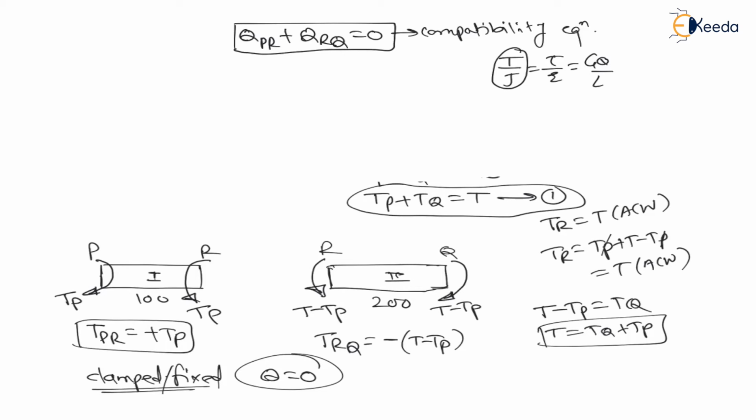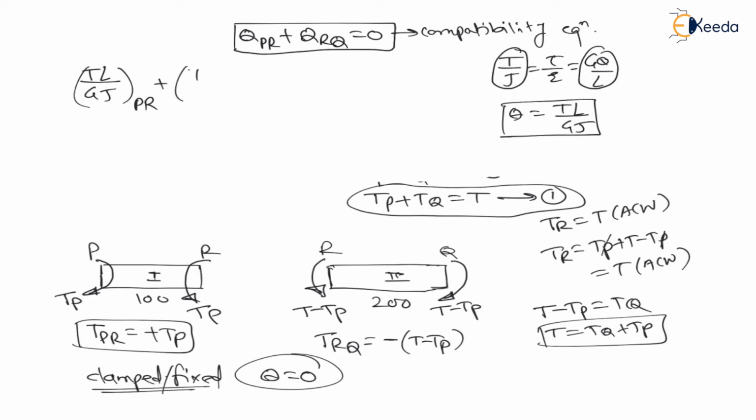Therefore, equate the first equation and the last equation. Then I will get theta is equal to TL upon GJ. Right. Therefore, we can say theta of PR is nothing but TL upon GJ of PR plus theta of QR, which is TL upon GJ of QR, must be equal to 0. Now, let us put the values.